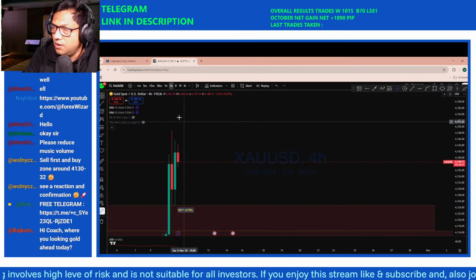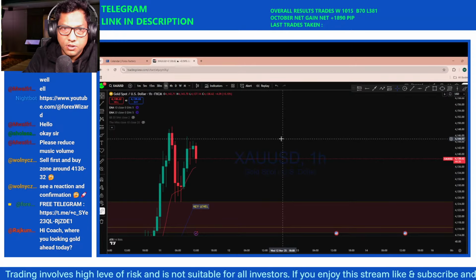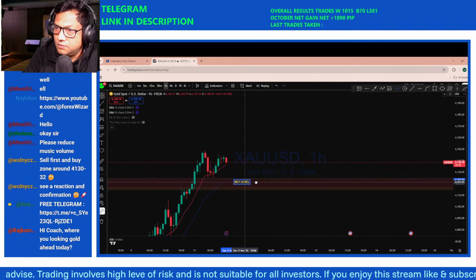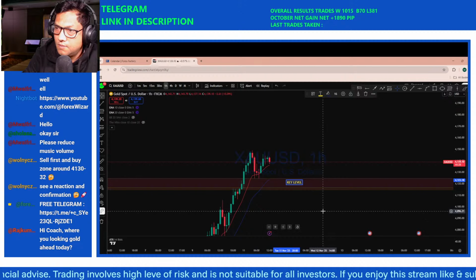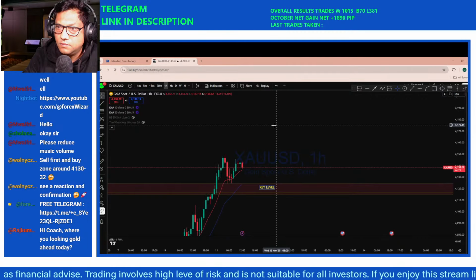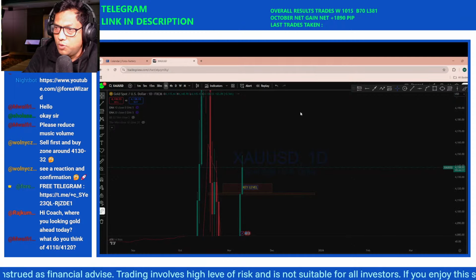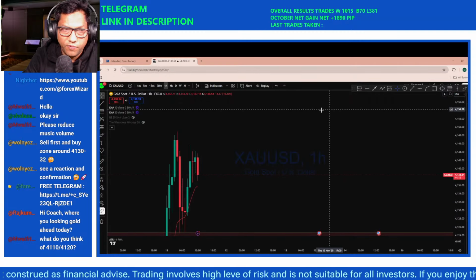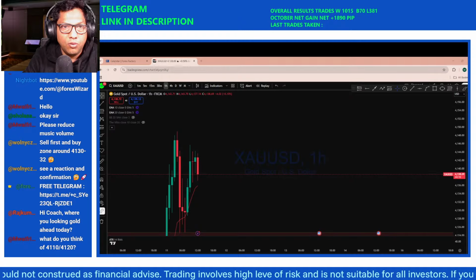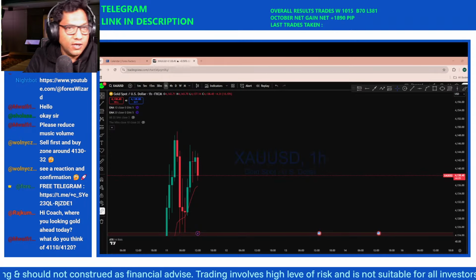So looking at the 1-hour market structure too, I'm looking at multiple time frames over and over again because that is where we can see how the price action is going to influence the market later.